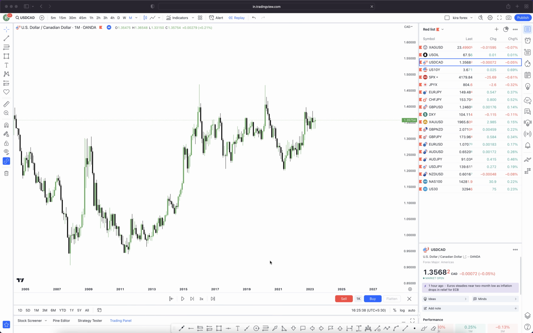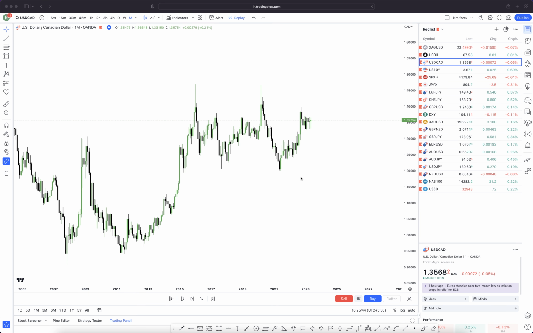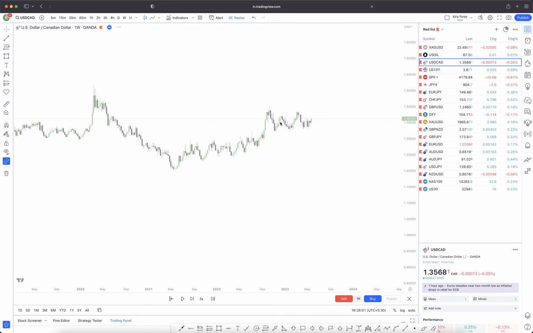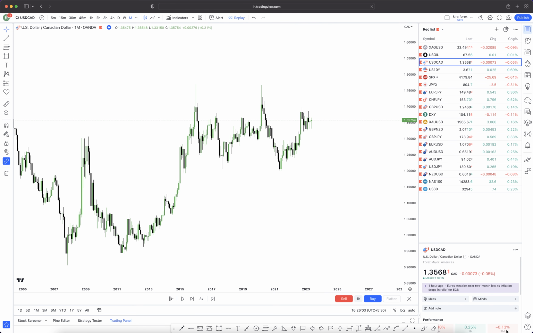Welcome back everyone. Let's go straight to the point. Today we will do a very simple top-down analysis on USD CAD, which I personally made plus 20,000 on this setup. With the top-down analysis, I'll start on the monthly time frame. So as you can see, this is USD CAD on the monthly time frame.